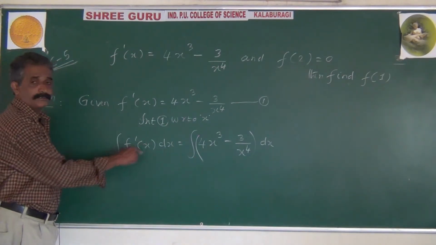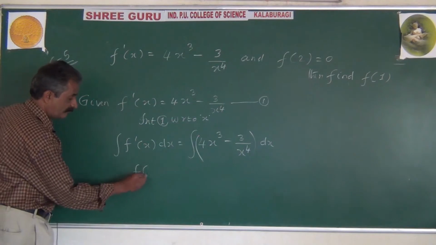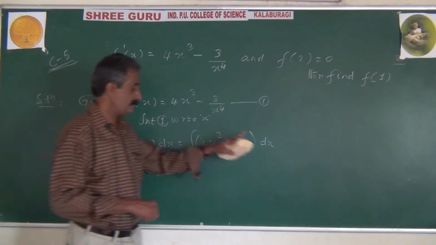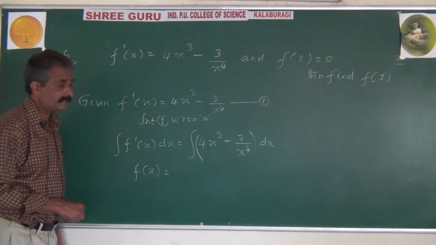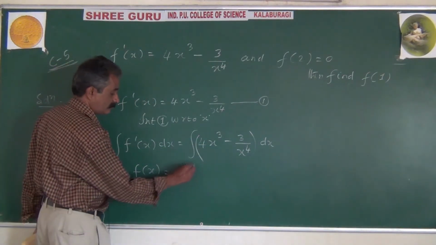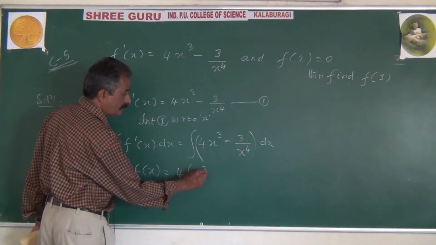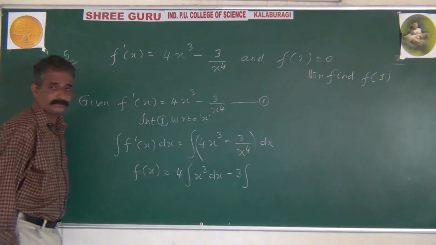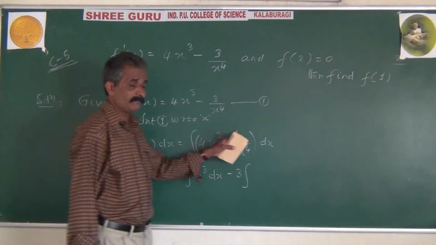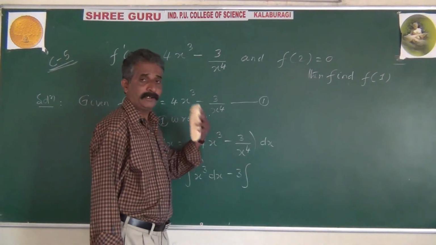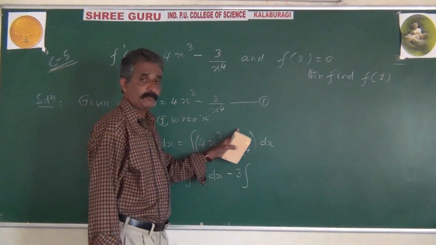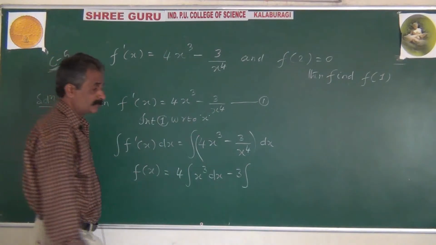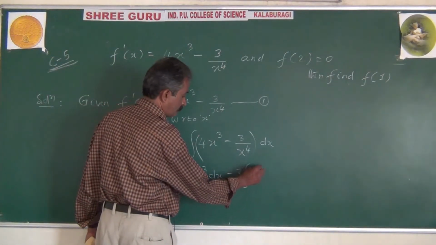But what is integration of f dash x? F of x. In the right hand side, we need to break the integration. First one, 4 into integration of x cubed dx minus 3 into integration. We write better in the format of power at the numerator part. So at numerator part, 1 by x power 4 will become x to the power of minus 4.